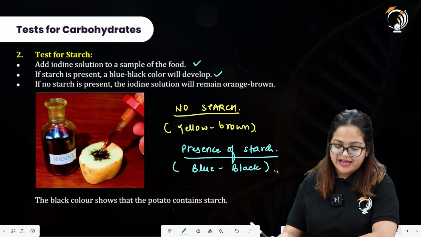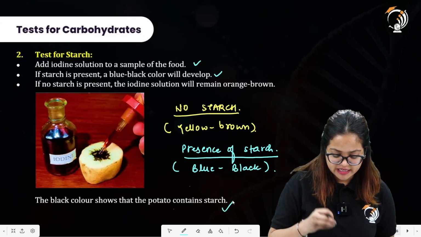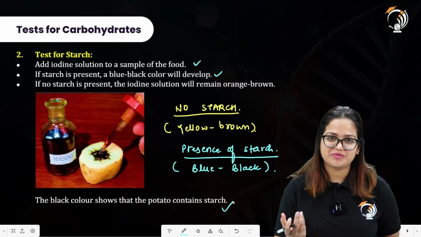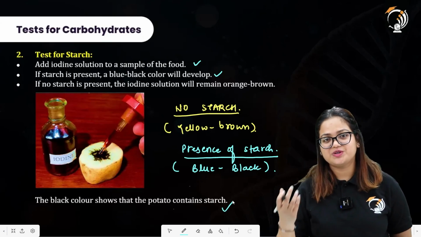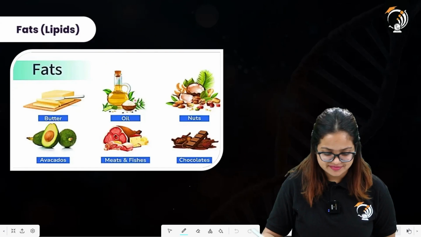All right, the black color shows the potato contains the starch. So this experiment has been carried out on the potato, in which the iodine solution is used to test the presence of starch, which has turned blue-black in color. That means that potato has starch in it.